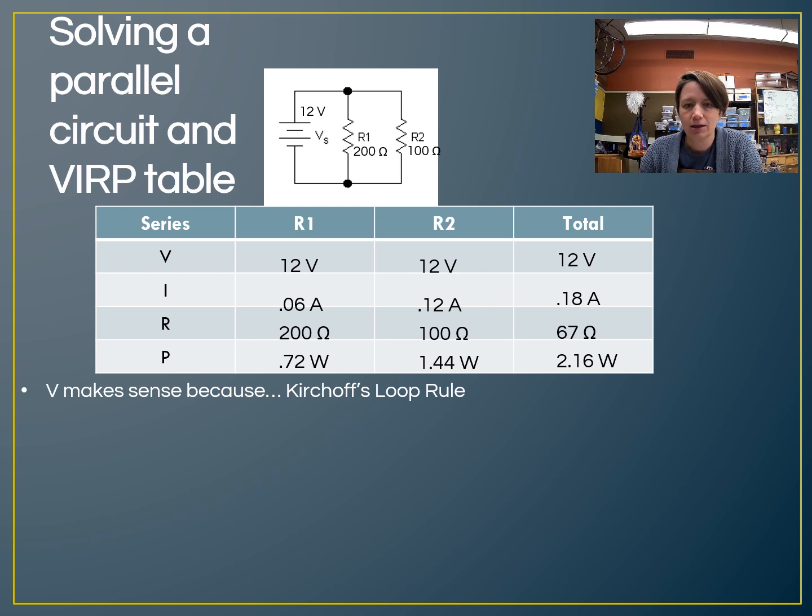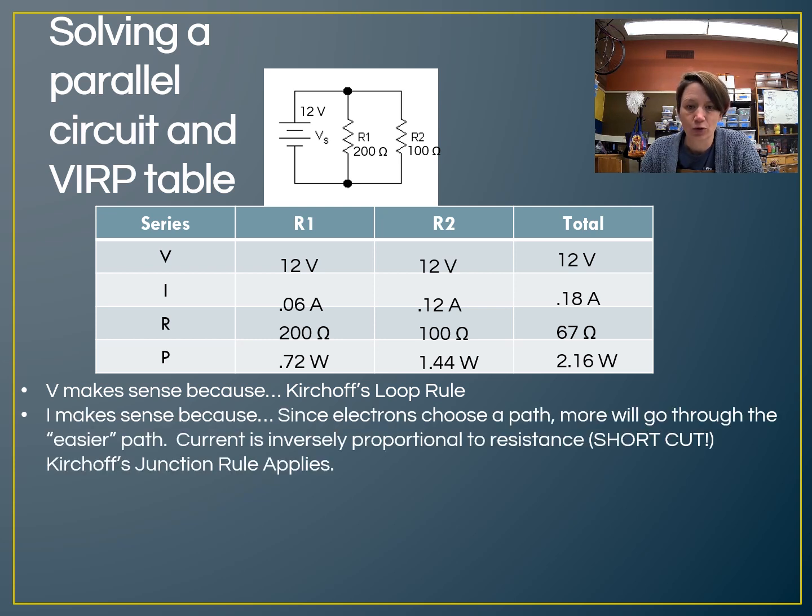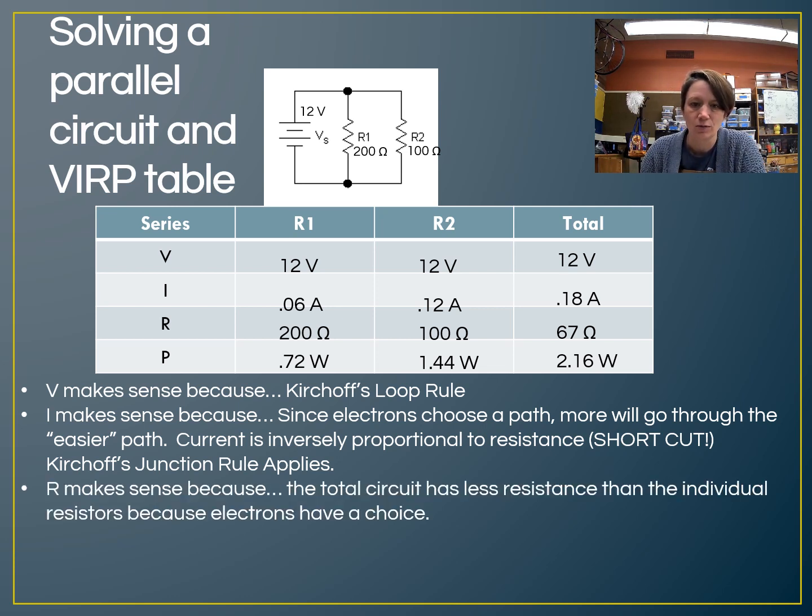When we look at these rows to see if they make sense, as we discussed, the voltage row makes sense because of Kirchhoff's loop rule. Each of those resistors is in their own loop. The current makes sense because the junction rule applies. Since electrons choose a path, they're going to split. One note that the current through the smaller resistor is going to be bigger because there's an inverse relationship there. And you can use proportional reasoning with this as well. If you know the resistance is half as big, it's going to have twice as much current. So sometimes that's a shortcut to using the equations if you're really good with your ratios.